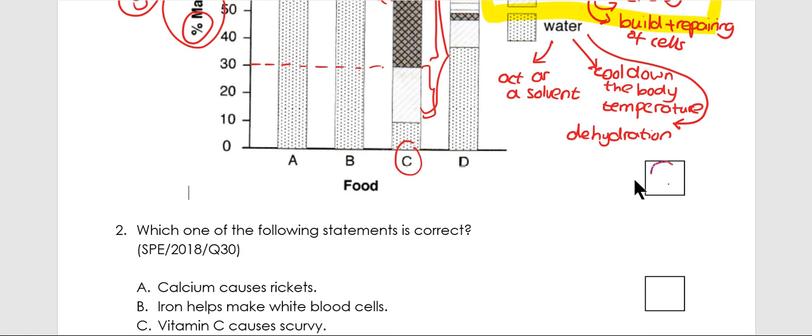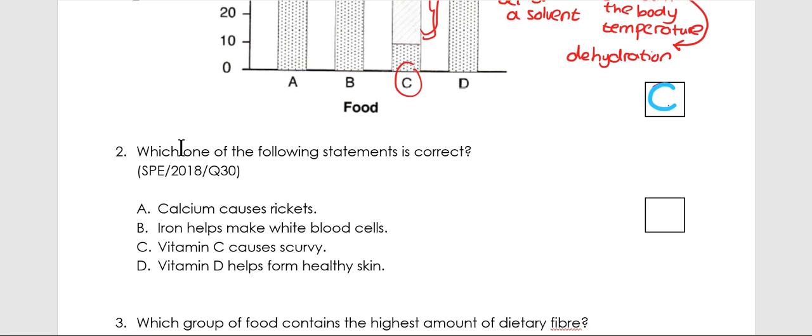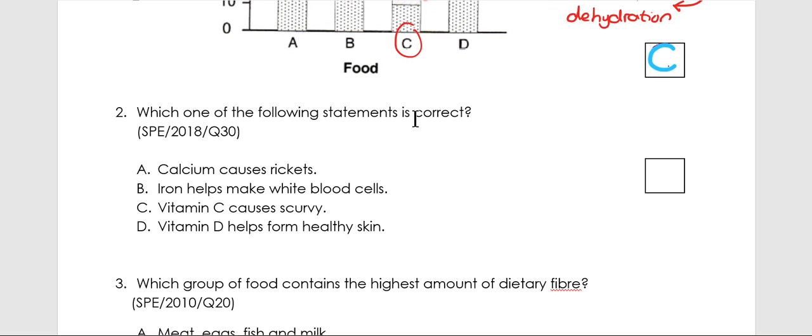I hope you guys got that right. Okay, that pen is not working, so I'm just going to use a blue pen. C. Okay, good. All right, next, which one of the following statements is correct?